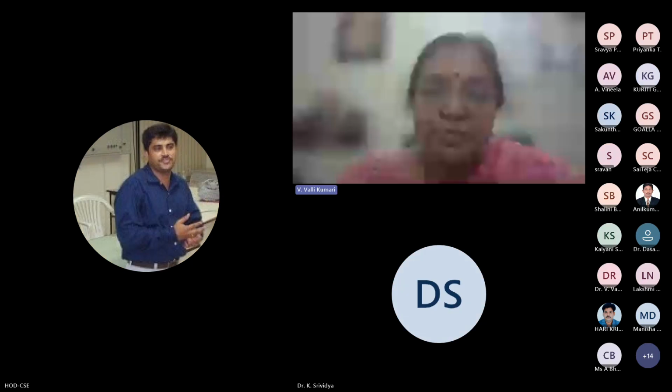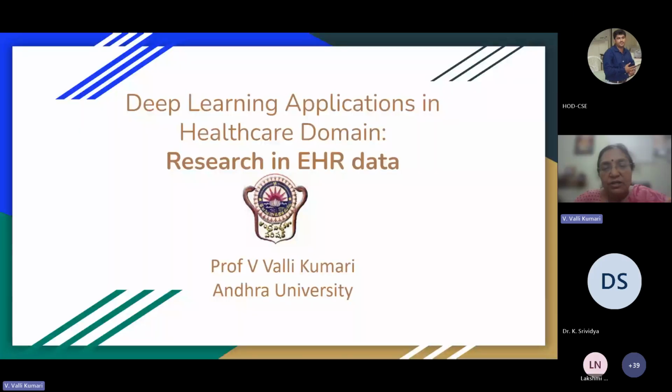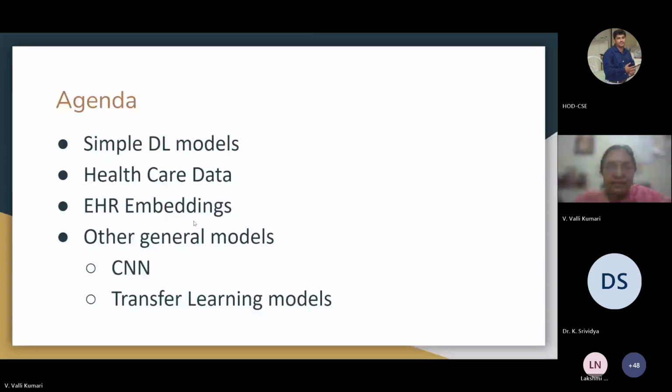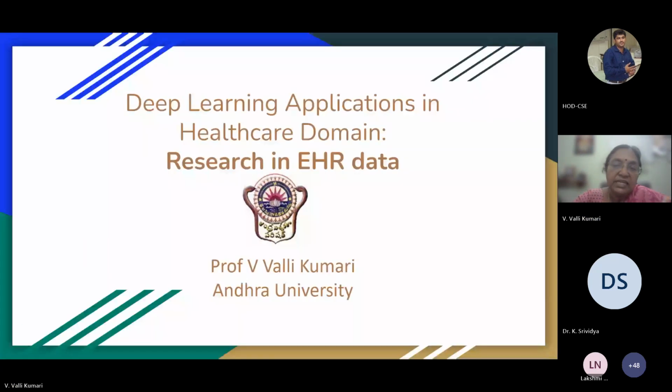Industry people, but it's more biased or inclined towards academic research. So, well, I'll be focusing on EHR data, electronic health records related data.